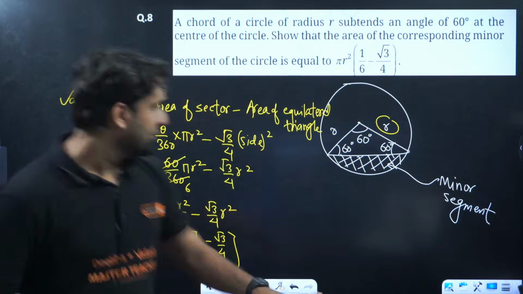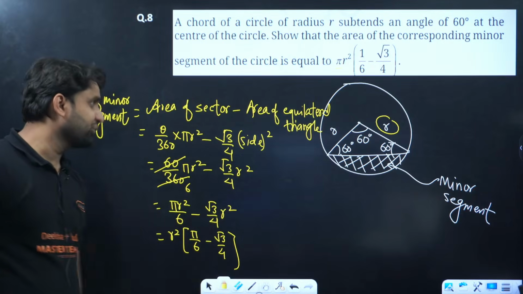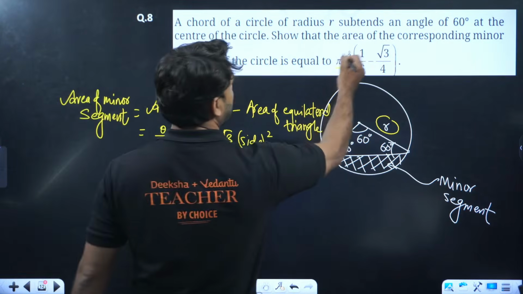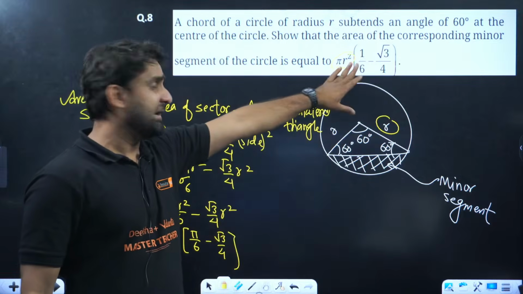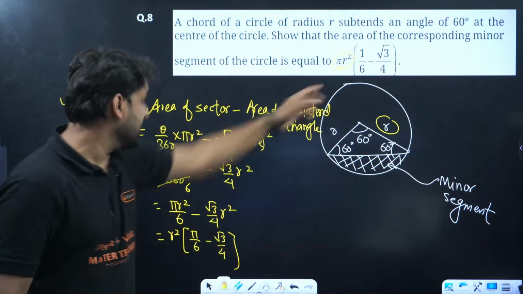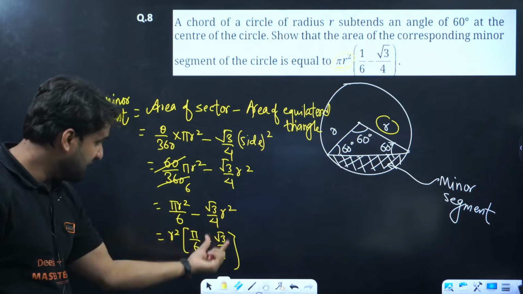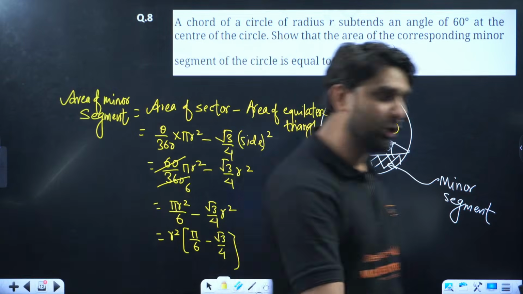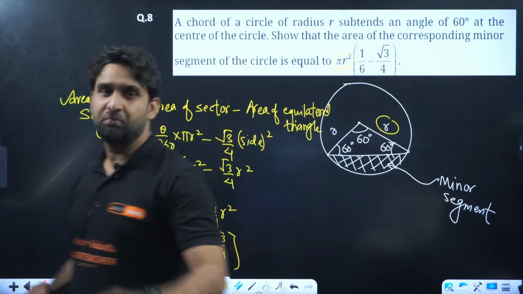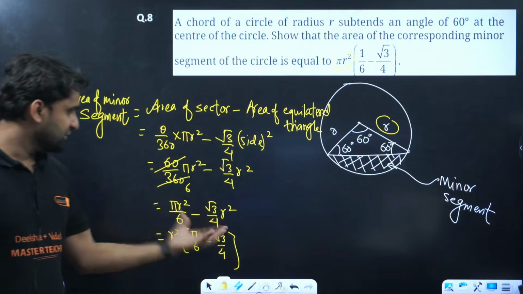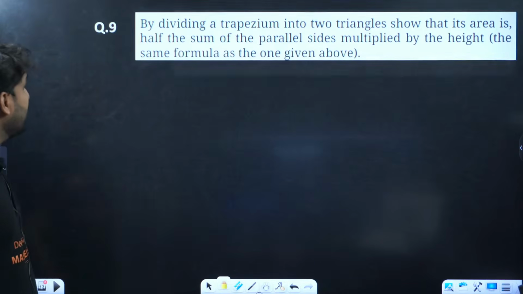So r square pi by 6 minus root 3 by 4. This format is a little problem here, it is not correct. We can't take pi common, because pi is present in the first term, but pi is not present in the second term. So we can't take pi common from both. Pi is present only in the first term, so pi can't be taken out. So this is the result. Clear, everyone? Moving to the next question.